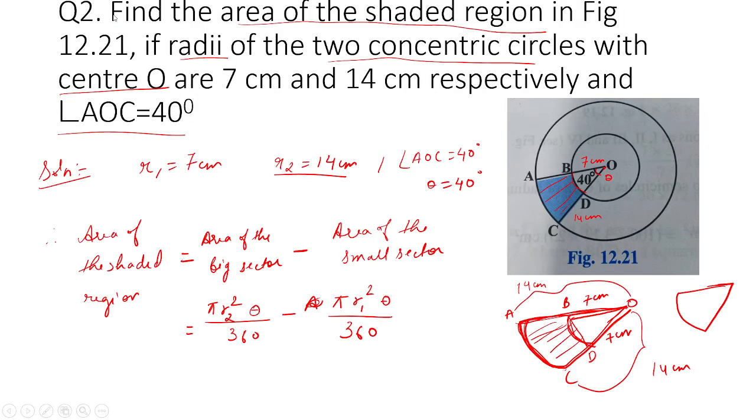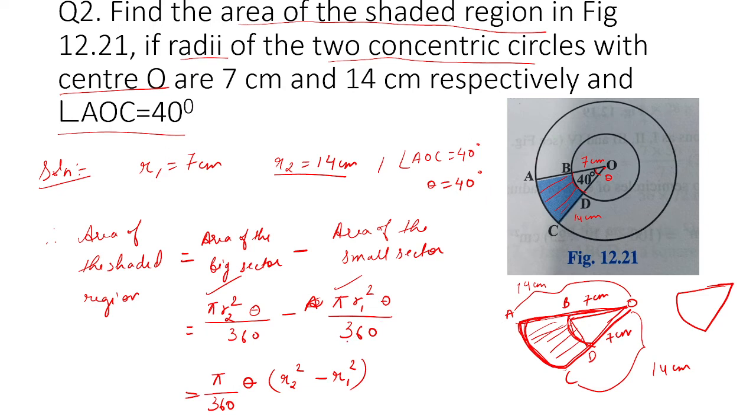You look at this. What is common to both? Pi is common to both. If you carefully see this, 360 is also common to both. What else is common? Theta is also common to both. So you're left with r2 square minus r1 square. Yes? Because pi is common, both have pi, so you can take it out. 360 is present in both, so you can take that out. Theta is there in both, so you can also take theta out.